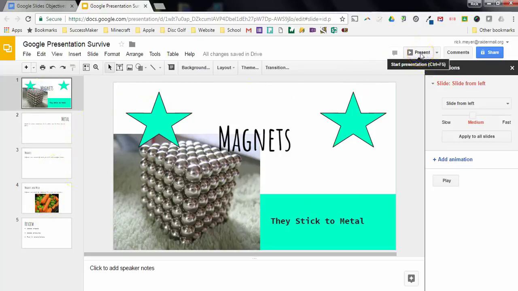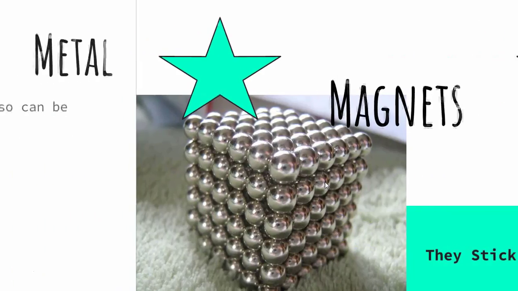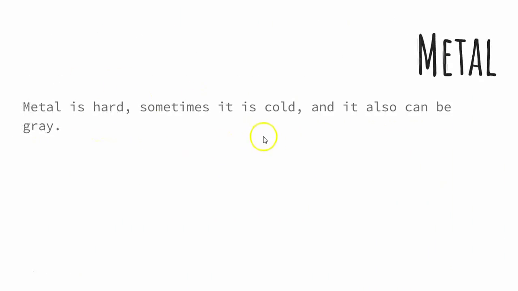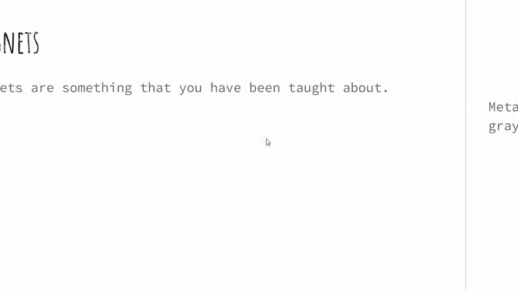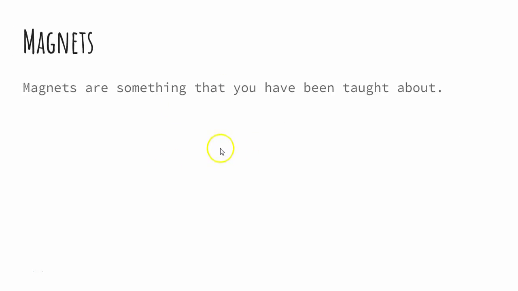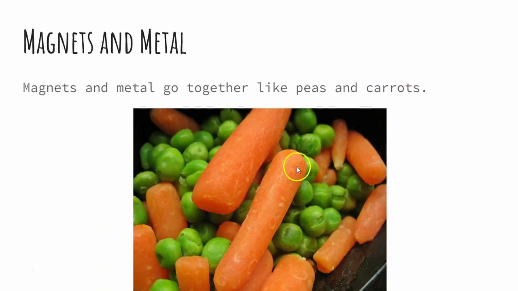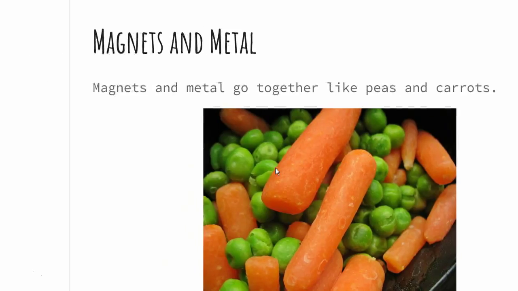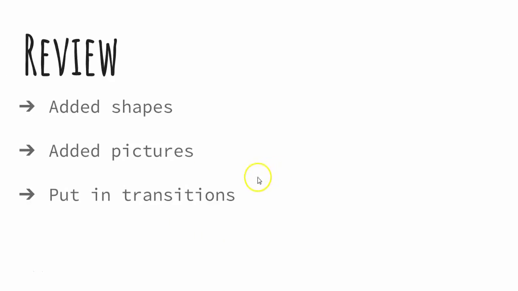When I hit present, and this is what you'll do when you present with your classmates, you'll see just this big slide. And then every time you click, that new slide will slide on in from the left, just like you told it to. So you could talk about each slide, and as you're done talking about the slide, you click and it slides to the left. There's my yucky peas and carrots slide. And then here's my review slide, which is a perfect segue into what I'm going to say now.